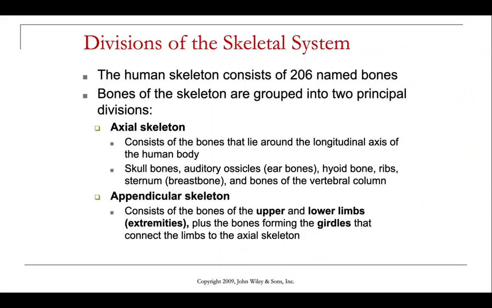So we're looking at the human skeleton here. It's got 206 named bones, and they're divided into two main divisions. We've got the axial and appendicular skeleton. The axial is going to be bones that lie around the longitudinal axis of the human body, basically the head and the torso. So it will include the skull bones, the auditory ossicles, which are the little tiny bones in your ears, the hyoid, the ribs, the sternum, and the bones of the vertebral column. The appendicular skeleton is going to be the bones of the upper and lower limbs, or your extremities, plus the bones that form the girdles that connect them to the axial skeleton. So that would be the shoulder girdle and the pelvic girdle.